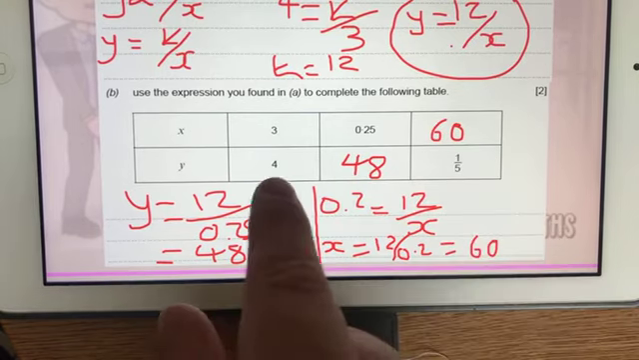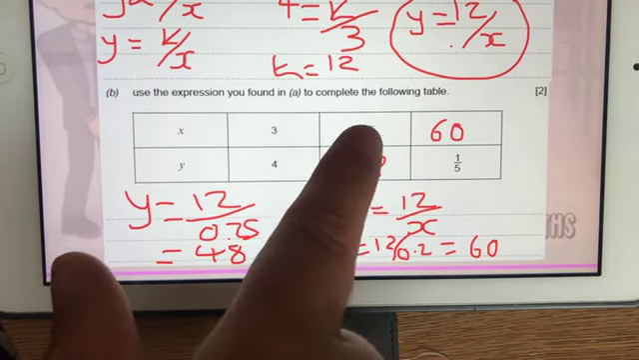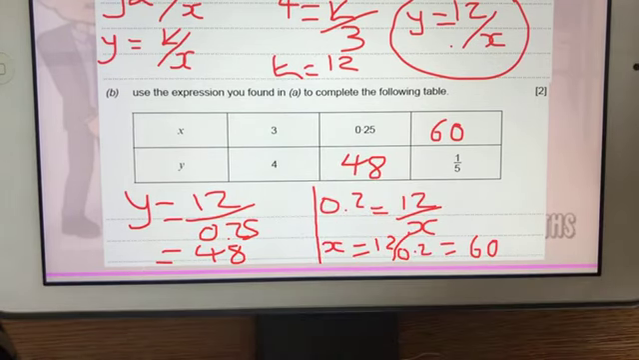This does work because inversely proportional means when one of them is big, the other one's got to be small. That's big, that's small. And that's what inversely proportional means.